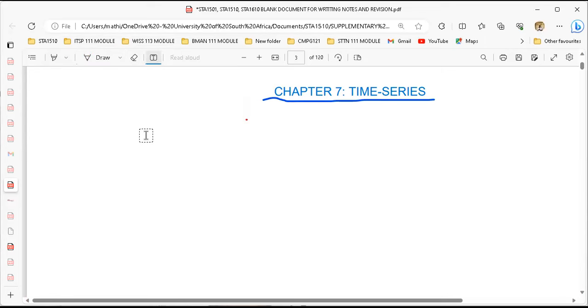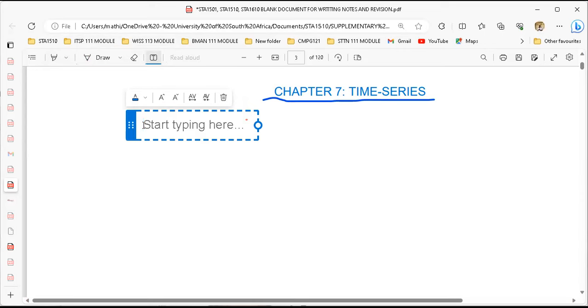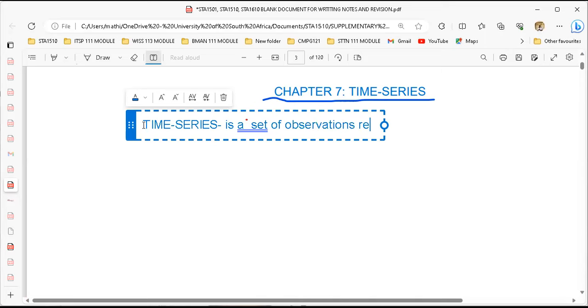With time series, you must be able to know the definition. When we are talking about time series, we are talking about a set of observations recorded over a period of time.